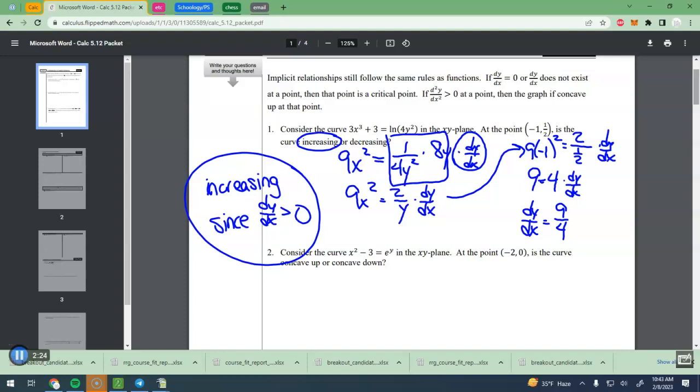Didn't even ask me to justify, so I really could have just said increasing. But you mean like put it at negative one? Okay. I would say it depends on the way the question's phrased. Like if you're asked, at the point, tell me about the behavior at this point. I don't know. It all depends on the wording of the question.